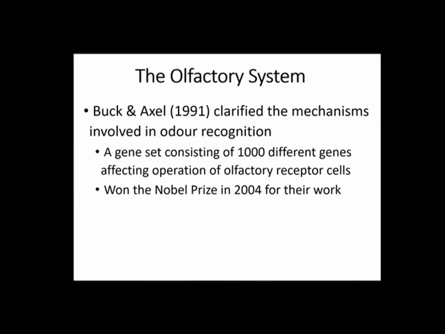And so these were helping code for different types of receptors that allow us to bind to different smells. And for this discovery of which genes were involved and where they're involved, and some of the mechanism of how they work, these guys won a Nobel Prize back in 2004. So I include these dates just to stress that this is a fairly recent understanding of how this process works.